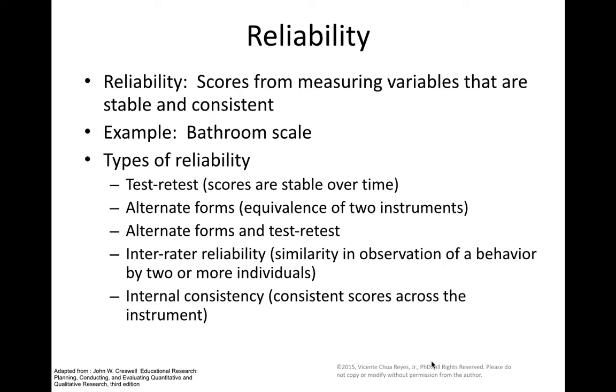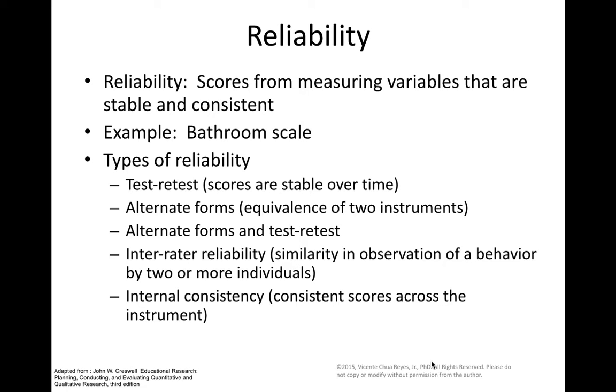Reliability: are scores from measuring variables that are stable and consistent. Reliability essentially tells you that when you use that measurement tool, it tells you the information that you're looking for. The bathroom scale is an example of this. So when you step on it today, it should measure a particular weight that you have. If you step on it later during the day, it should also indicate the same measurement. It's reliable in that sense.